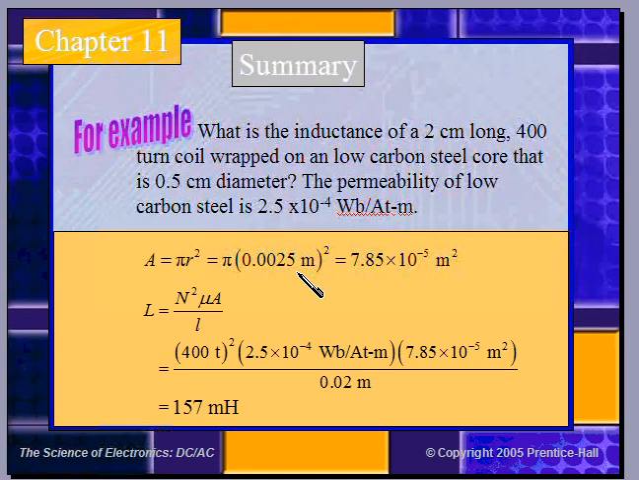What is the inductance of a 2 centimeter long, 400 turn coil wrapped on a low carbon steel core that is 0.5 centimeters in diameter? The permeability of low carbon steel is 2.5 times 10 to the minus 4 Webers per ampere turn meter. So you just plug the numbers in here and come up with 157 microhenries. The only thing that you have to do is calculate A, which is pi r squared.